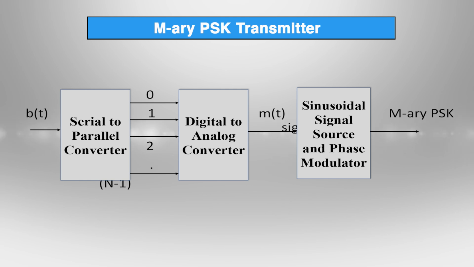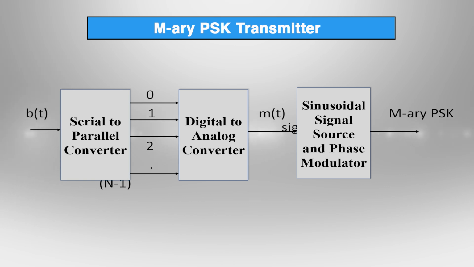Now, let us see the M-ary PSK transmitter. First, the bit stream b(t) is applied to a serial to parallel converter. These blocks form a symbol of n successive bits, that is the output of the serial to parallel converter is an n-bit word. These n bits per symbol are presented in parallel form. The output of the serial to parallel converter remains unchanged for a duration of n times Tb.